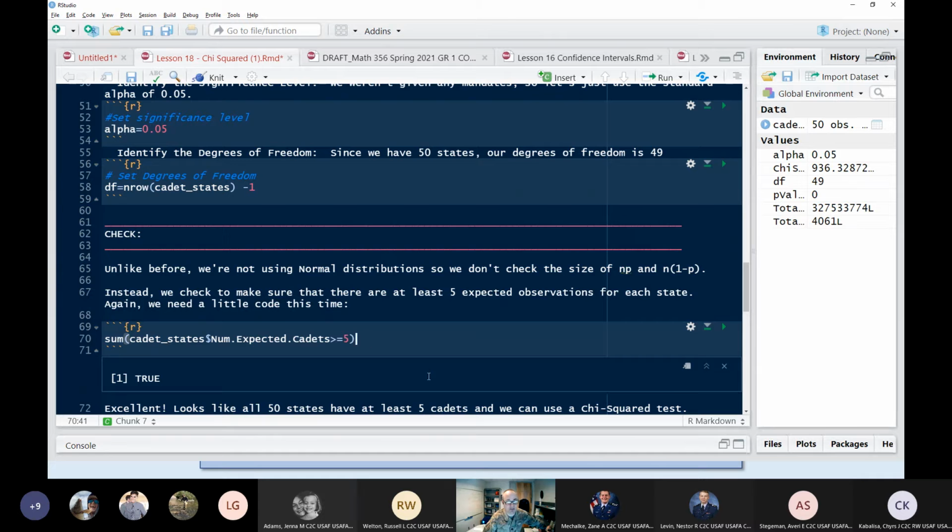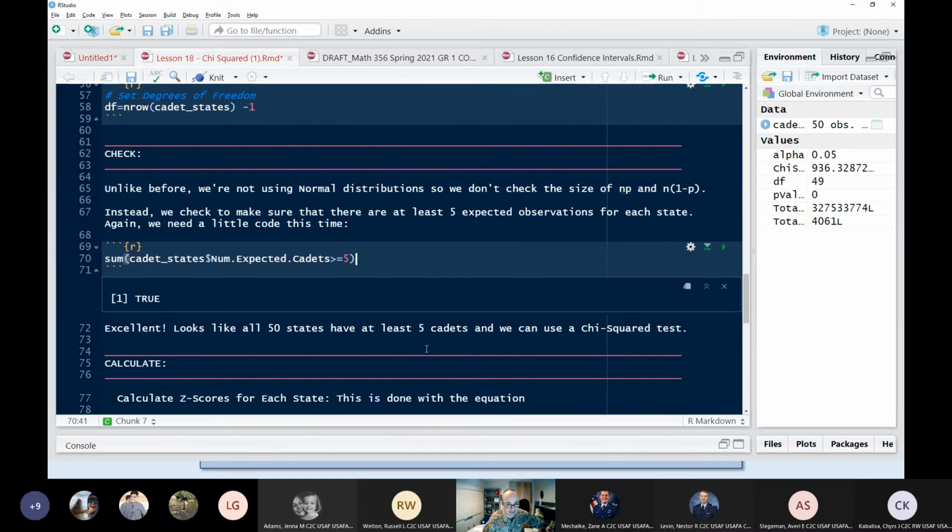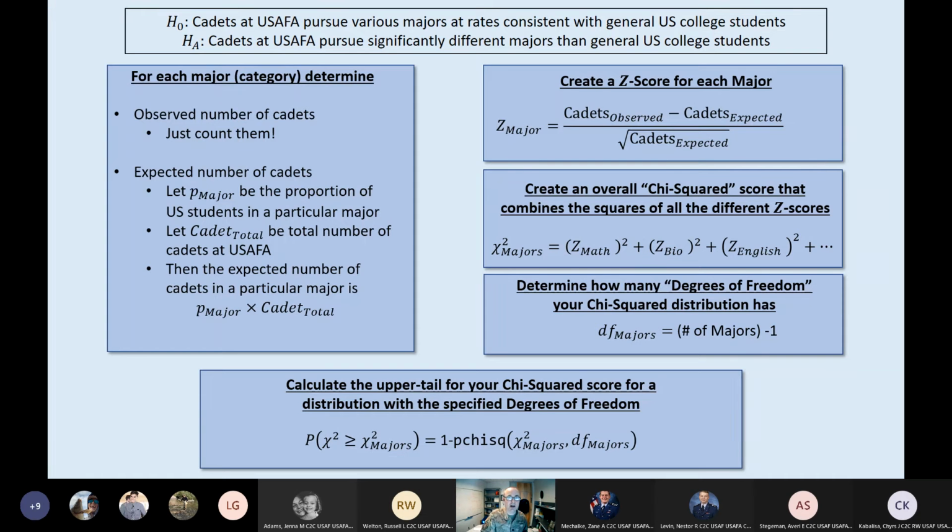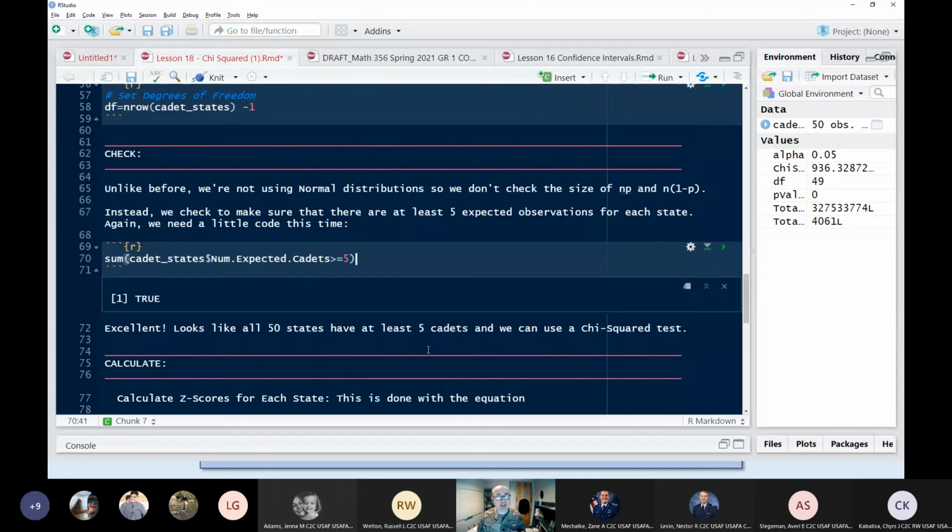Awesome. Okay, so we can move on to our calculate step. If we're looking at our slides, we're now on the right-hand side; we finished the left-hand side. We know what all of our observed numbers are, and we know what all of our expected numbers are. So now we can go on to the right and start calculating our z-scores. We're going to do a z-score for each category, which in this case is each state, so I need a z-score for each state.